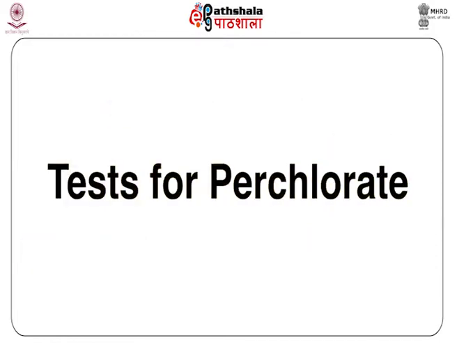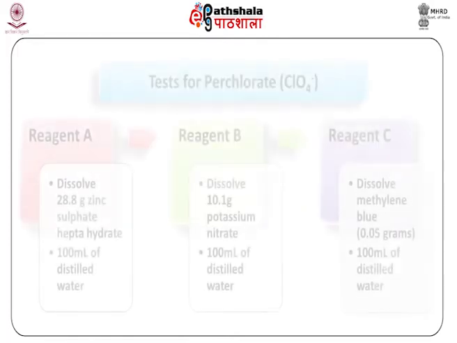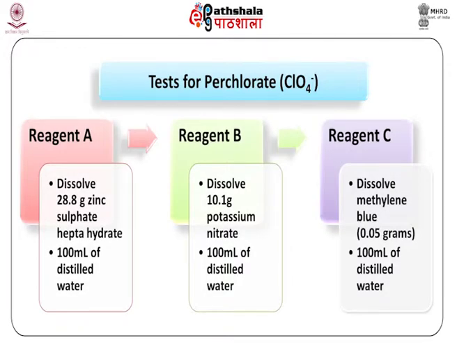Next is tests for perchlorate. Reagent A. It is prepared by dissolving 28.8 grams of zinc sulfate heptahydrate in 100 ml of distilled water. Reagent B. It is prepared by dissolving 10.1 grams of potassium nitrate in 100 milliliters of distilled water. Reagent C.